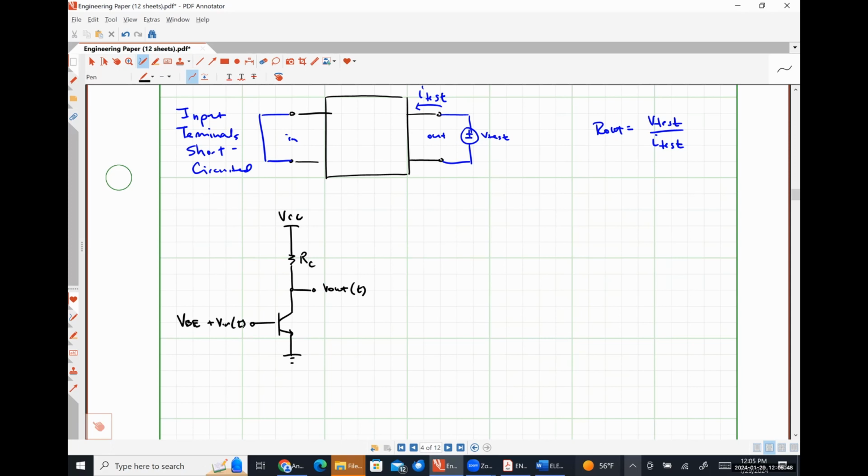VBE, some DC base-emitter voltage necessary to bias this device in the forward active region, and then superimposed on top of that, we'll talk about how that actually happens, is just some small signal input voltage, right? So this is what our circuit looks like.